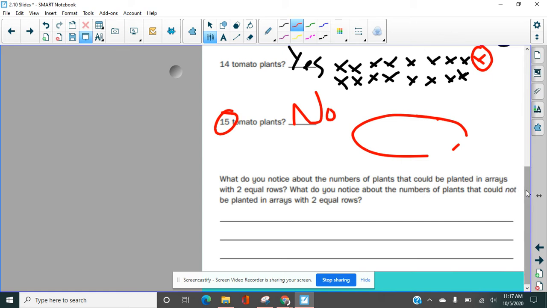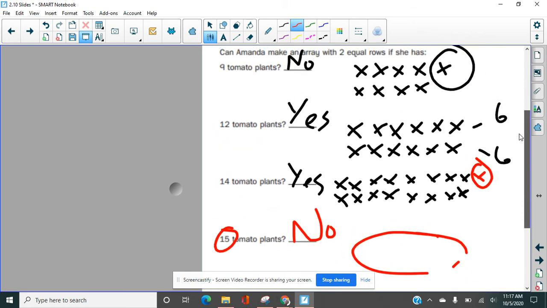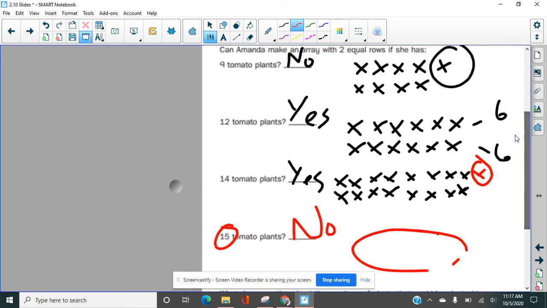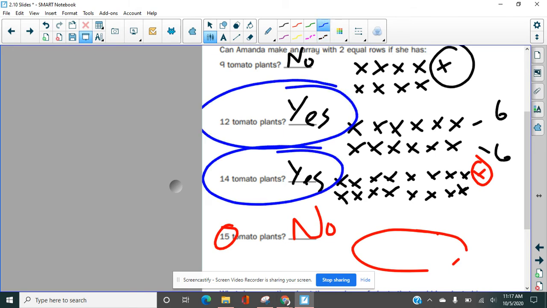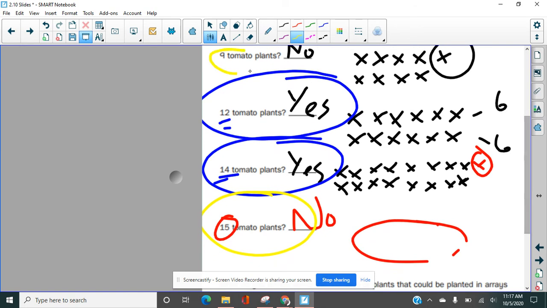All right, so we're going to be putting 2 sentences here. Let's first look at the ones that were yeses. What do you notice about this number and this number, 14 and 12? What do those numbers have in common? Okay, they're both more than 10. That's true. They're both less than 20. That's true. Let's look at the other 2 numbers and see if that helps us. And the other no was this one. What do those have in common?